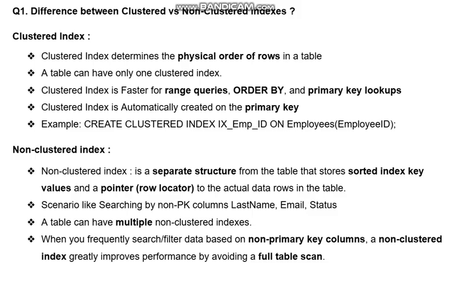So the example is: create cluster index, index name on employee ID. Employee ID is a primary key, so here you are applying the cluster index, and it is automatically created. If it is not created automatically, you can create it with this syntax: create cluster index, index name on employees, the column name, right?